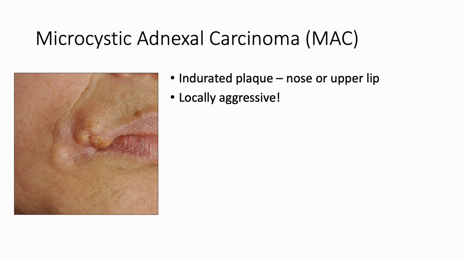Next disorder is an aggressive form of adnexal tumor, which people believe originates from the sweat duct. The name is microcystic adnexal carcinoma, and it has a very common location, which is near the nose or upper lip, and presents as an indurated plaque. It can be very locally aggressive, so do not miss the diagnosis. Let's talk about the histology.